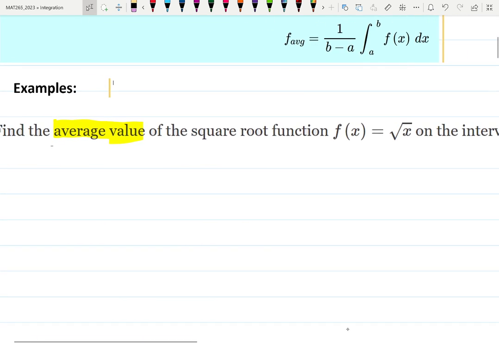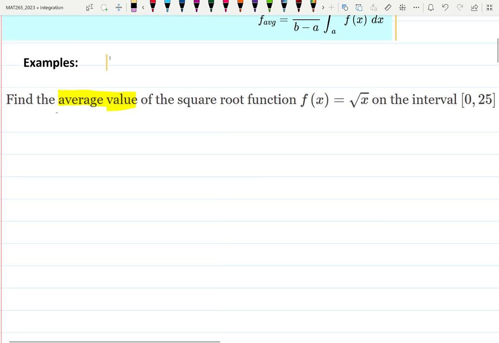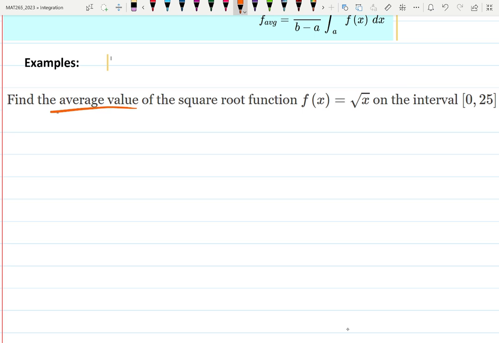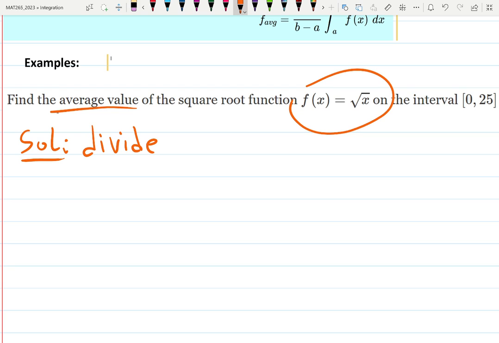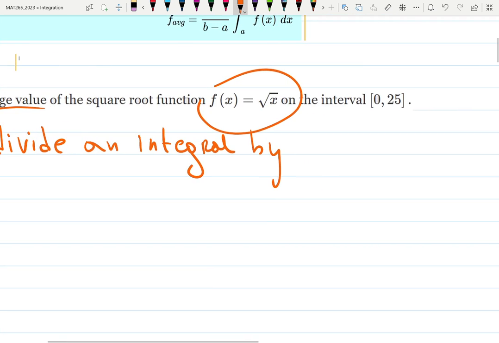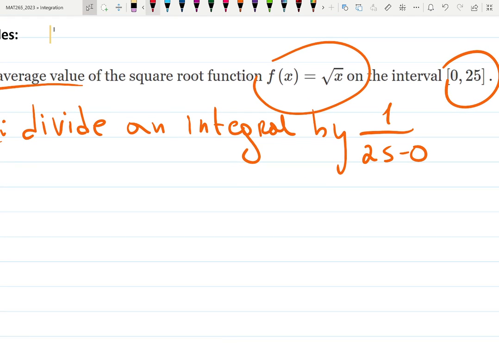So let's do the example. Just on the exam, be careful. If you see the average value, that means you do exactly the same thing that they want you to do. Integrate, but then don't forget to divide the solution. Divide the integral by 1 over 25 minus 0 in this case. So that's the only thing, not to forget to do it.